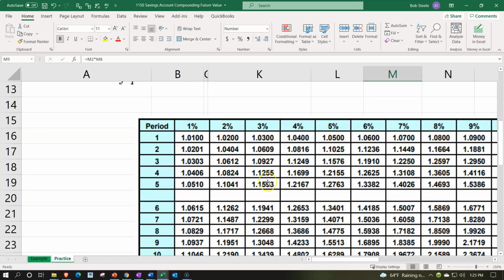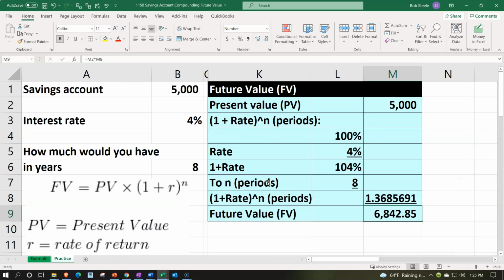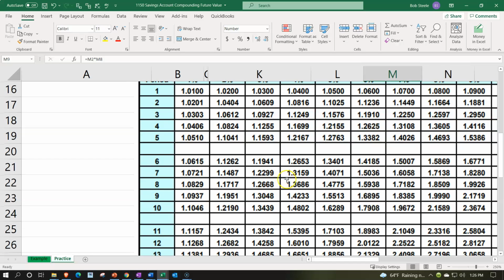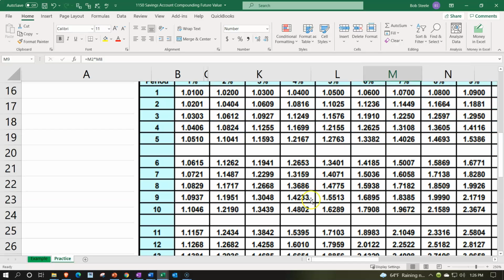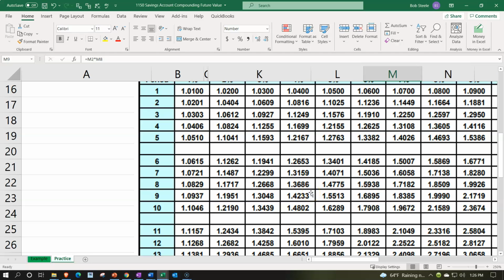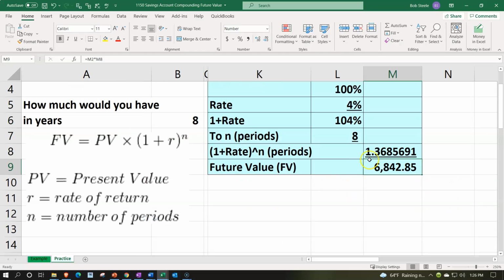So if I go to the table, and what was it? 4% and 8 periods, and we get 4%, 8. We get the 1.3686. So 1.3, and then they rounded it to 4 digits, you can see there. And that's the difference with the rounding. This is how they got the table, but they cut it off to 4 digits.